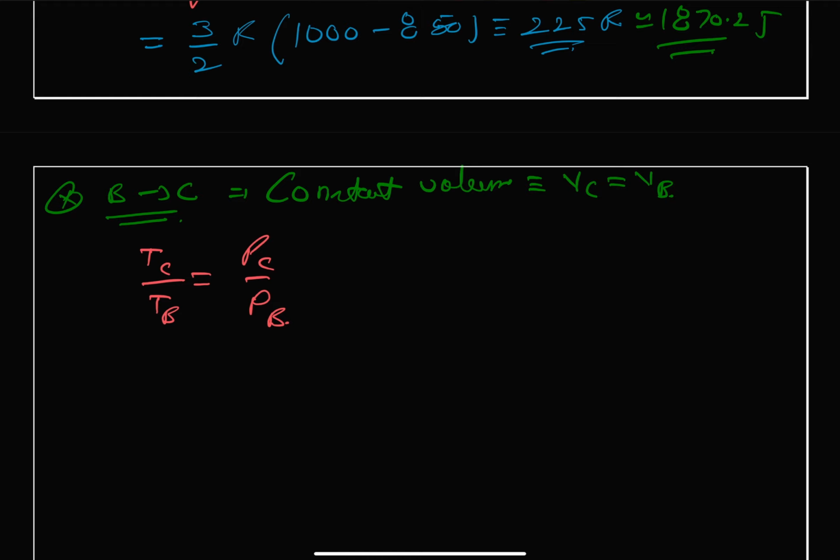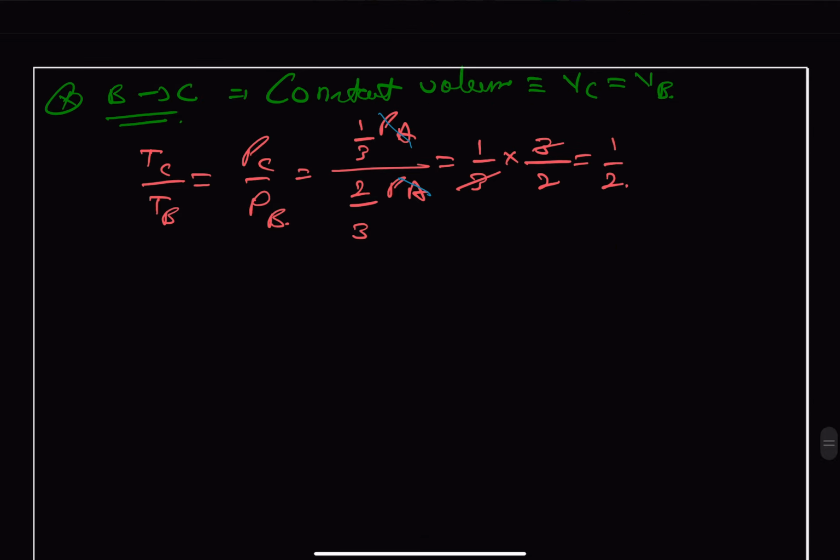PC is our 1 upon 3 PA, and this is our 2 upon 3 PA. A and A cancel out. This comes as 1 by 3 multiplied by 3 by 2. 3 and 3 cancel out, so this comes as 1 by 2. Therefore we get TC is equal to TB by 2. TB is our 850 by 2, giving us 425 Kelvin.